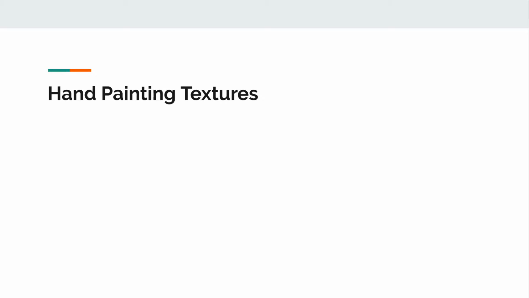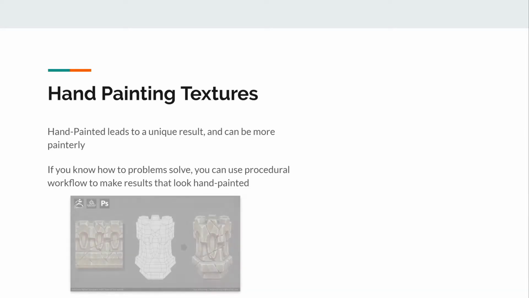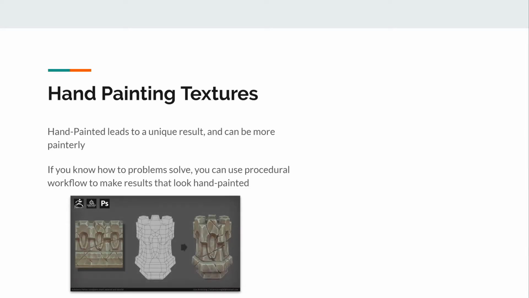So let's talk about hand painting textures, which is one of the things that you guys are going to be doing in this activity. Hand painted textures lead to a unique result. We've talked about this before, and it can be more painterly, but that can take a lot of time. Now, if you happen to be really smart at problem solving, you can actually use procedural workflows to create results that look hand painted. So this example that I'm showing you right here is actually by an artist at Blizzard. His whole tutorial is on his ArtStation right here, Louis Armstrong. So you can just go to his ArtStation and see how he actually put this together.